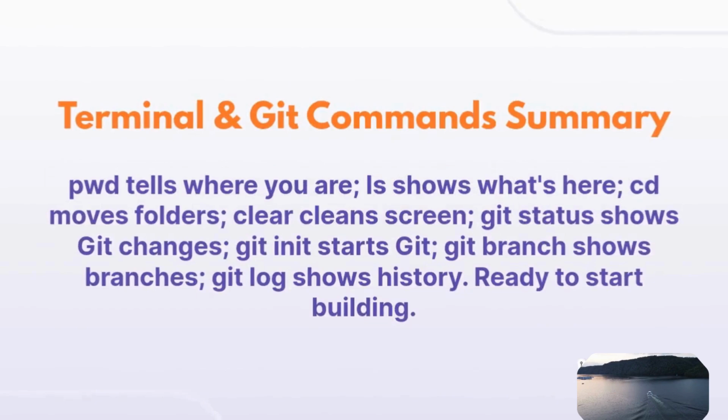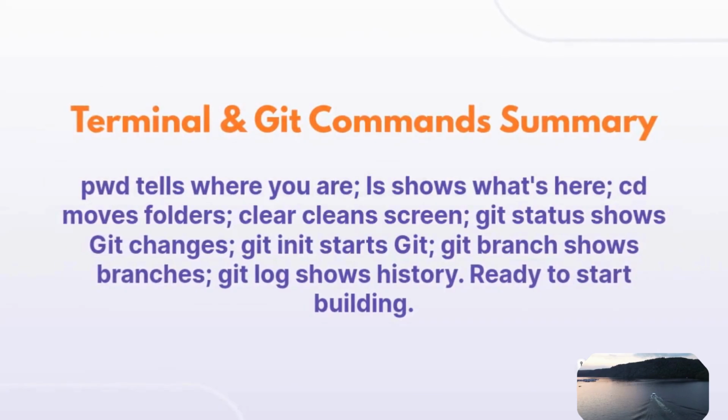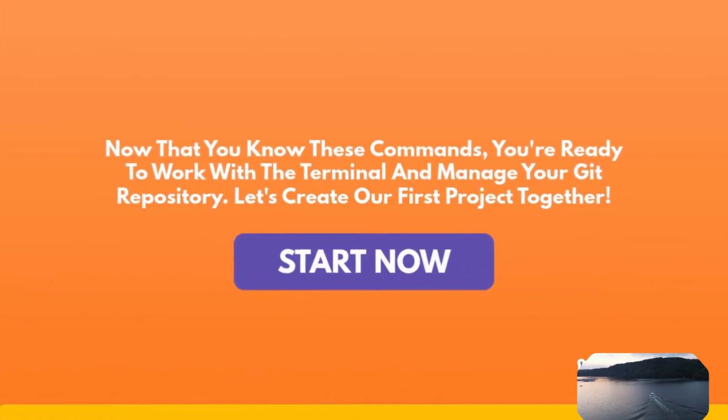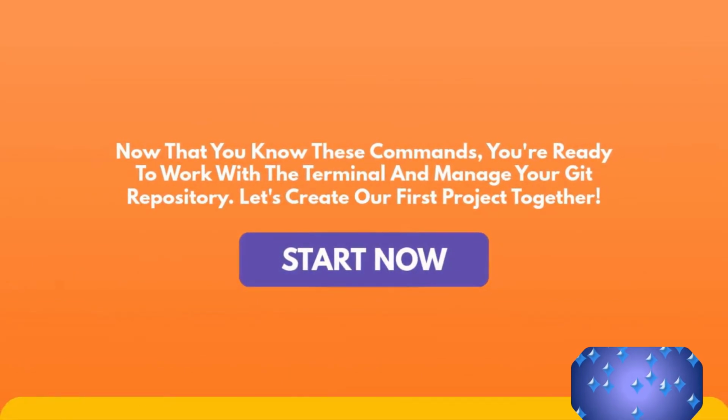Terminal and Git command summary. pwd tells where you are, ls shows what is here, cd moves folders, clear cleans the screen, Git status shows Git changes, Git init starts Git, Git branch shows branches, Git log shows history. Ready to start building. Now that you know these commands, you are ready to work with the terminal and manage your Git repository. Let us create our first project together. Start now.